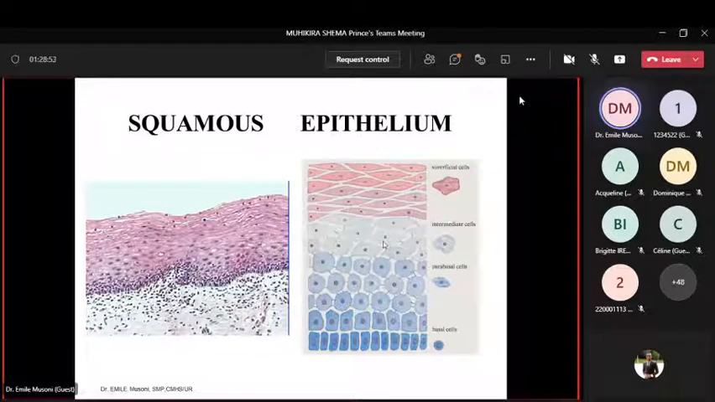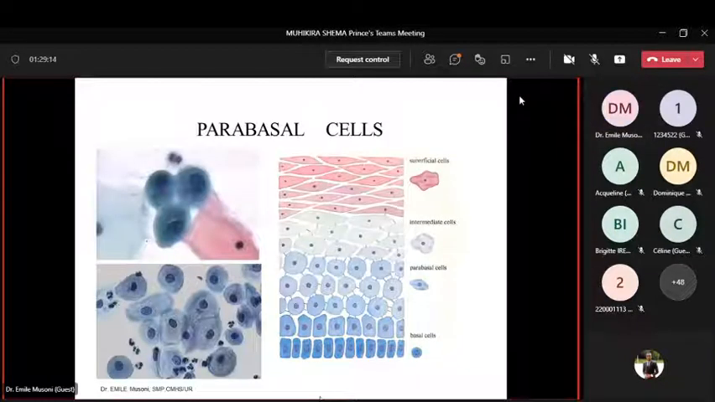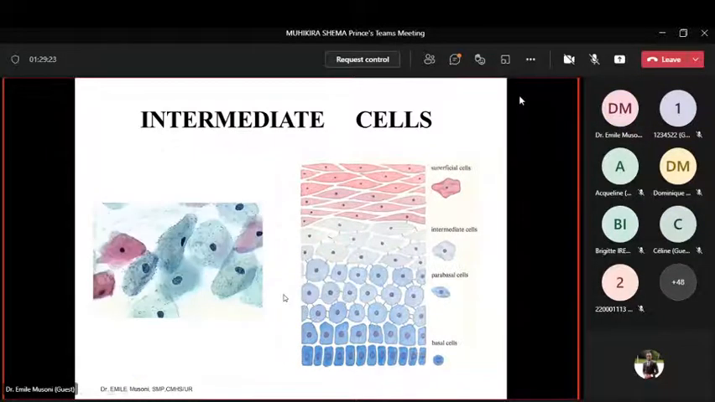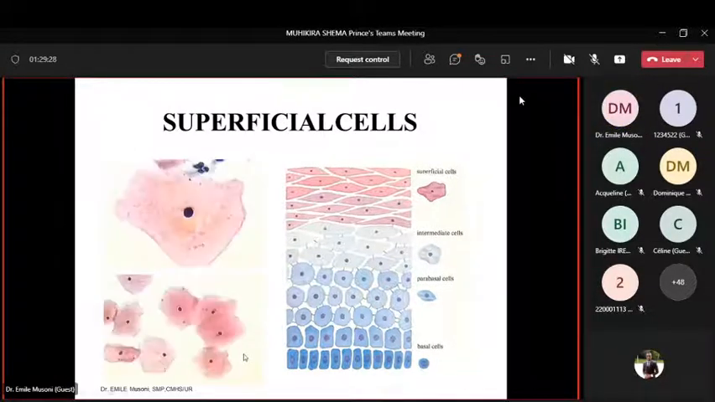You see, it is not easy to differentiate the first time. But if you look closely, this one is pink. You see the color of this one is different from this one, and even the shape. These are parabasal cells. These are the basal cells, which are here on the basement membrane. These are parabasal cells. Intermediate cells, there is one blue. Superficial, this one pink.